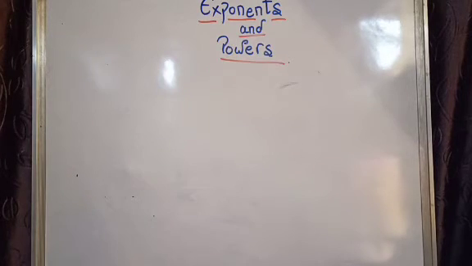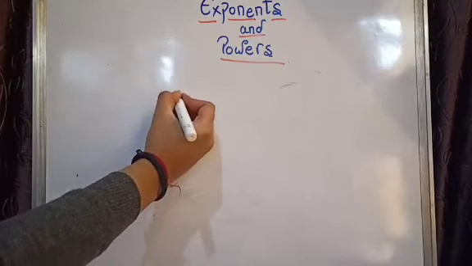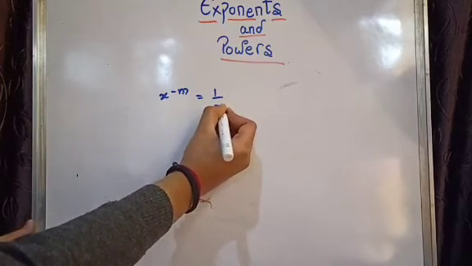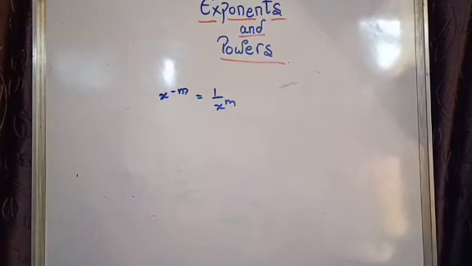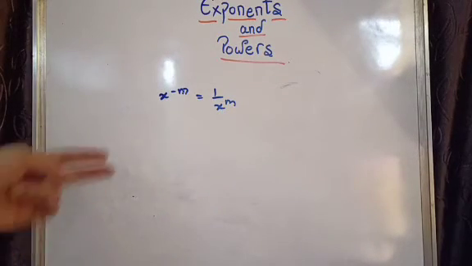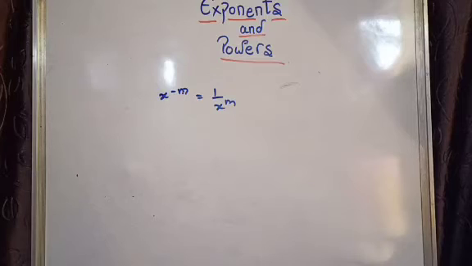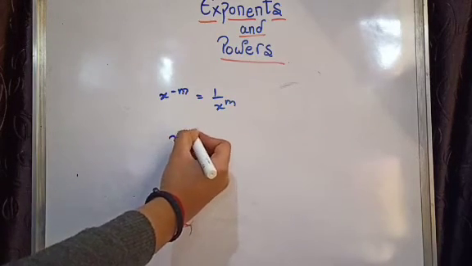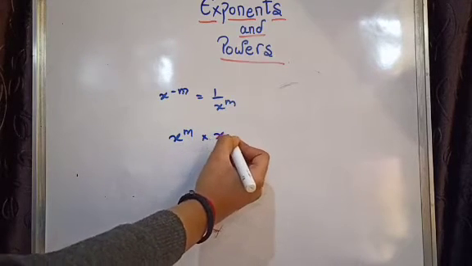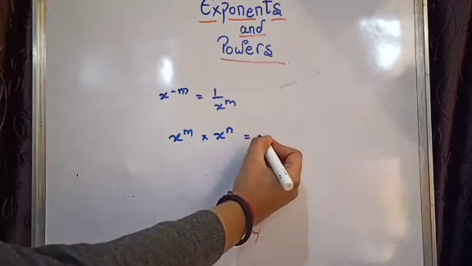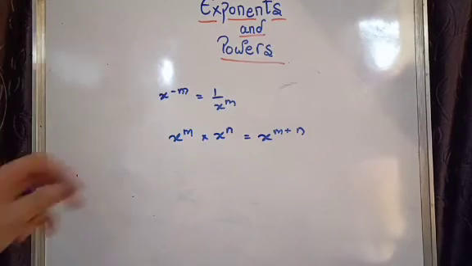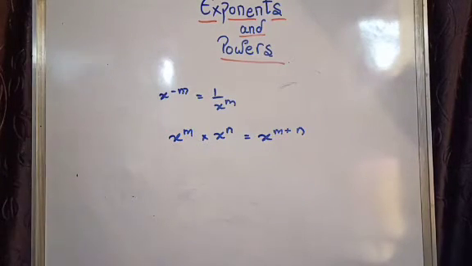x to the power of minus m is equal to 1 over x to the power of m. This I have told you before, no? So you know why it is possible. Now there is one more also: x to the power of m multiplied by x to the power of n always results in x to the power of m plus n.